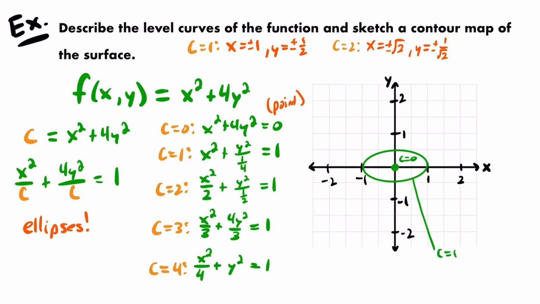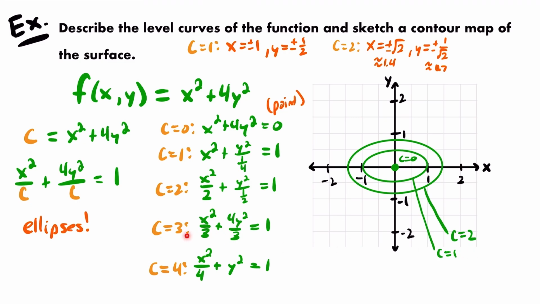Now the square root of 2 as a decimal is approximately 1.4, and 1 divided by the square root of 2 as a decimal is approximately 0.7. So our y-intercepts are 0.7 in each direction, and the x-intercepts are 1.4 in each direction. So keeping those intercepts in mind, our ellipse would look something like this. Not a perfect sketch, but that'll do. That is our ellipse for c equals 2.